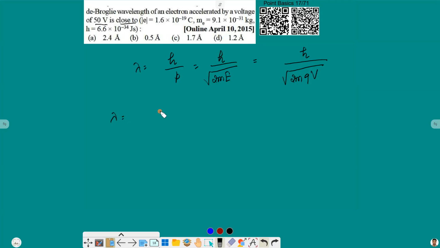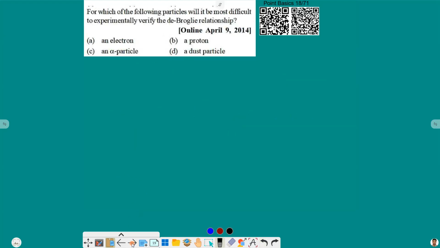So lambda will be 6.626 into 10 raised to power minus 34 divided by the square root of twice the mass, that is 9.11 into 10 raised to power minus 31, into the charge, that is 1.6 into 10 raised to power minus 19, and into the potential, that is given here as 50 volts. So when we substitute all these values and solve, we will get 1.7 angstrom. That is option C for us. Moving to the next one.